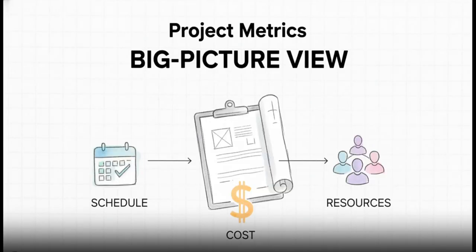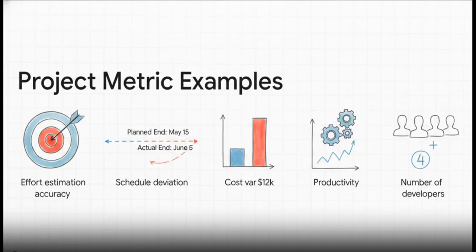So, our third category is project metrics. Now we're zooming out to the big picture. These numbers describe the performance of the overall project, especially stuff that project managers are really concerned about, like cost, schedule, and resources. Yeah, these are the metrics that answer those big, high-level questions.